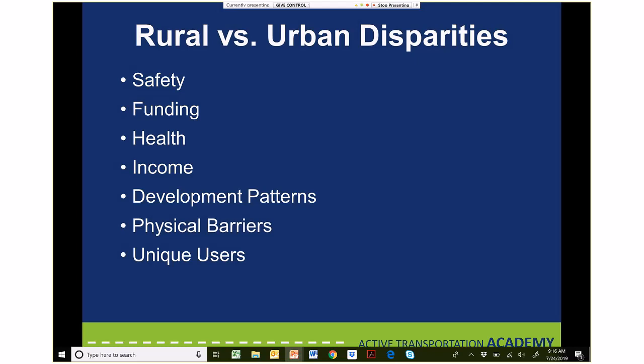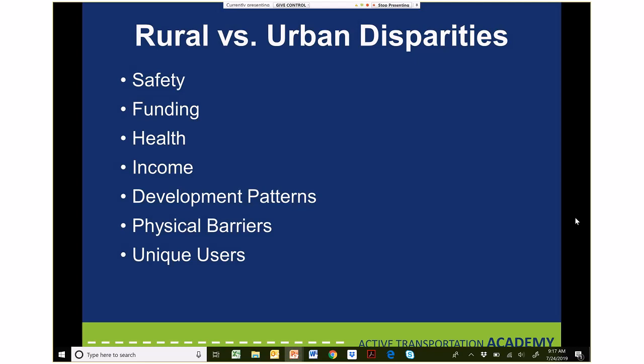We'll take a look at physical barriers. So this includes things like large tracts of farmland that would be a hardship to put a sidewalk through, or environmental factors such as a large river or a stand of forest or whatnot. And then unique users. So one example of this that ODOT has heard a lot of is the Amish community, which we know is prevalent in parts of Ohio.